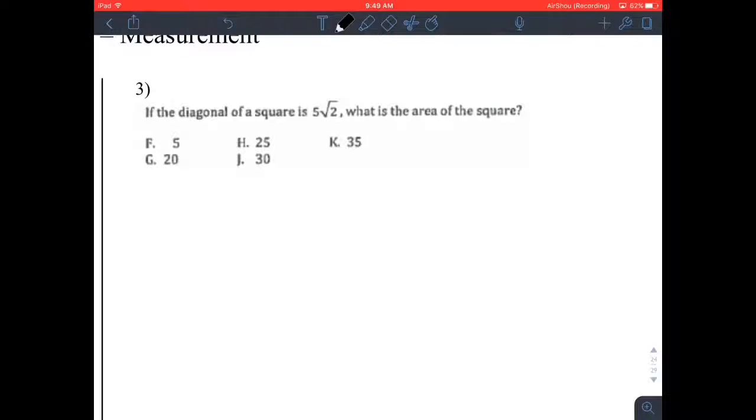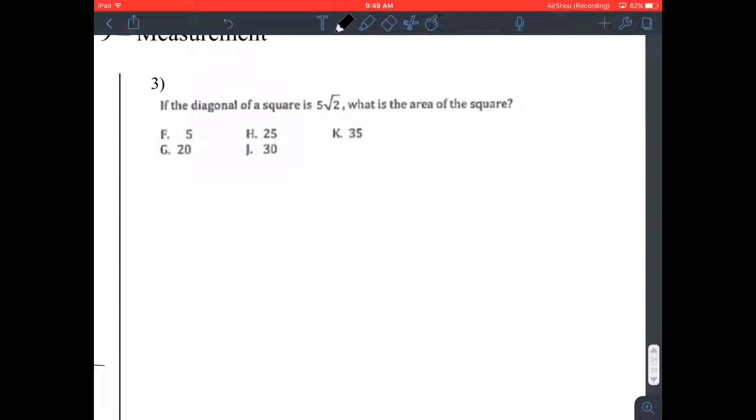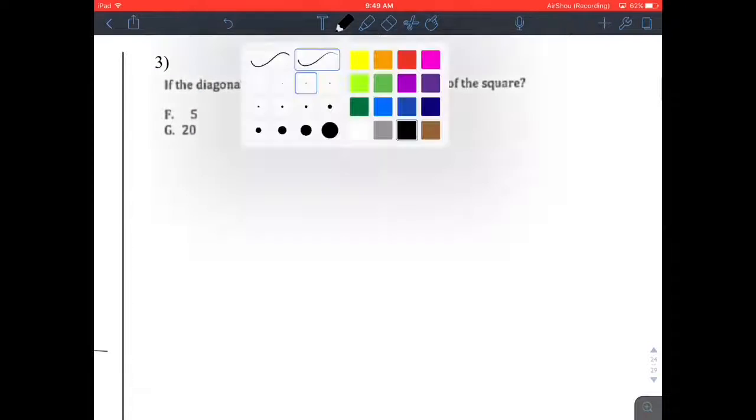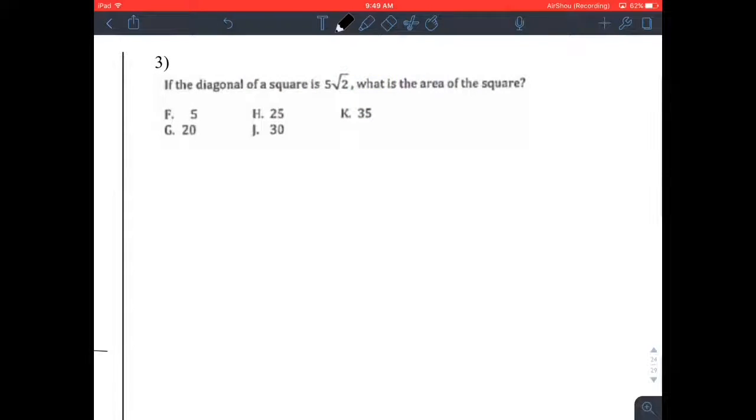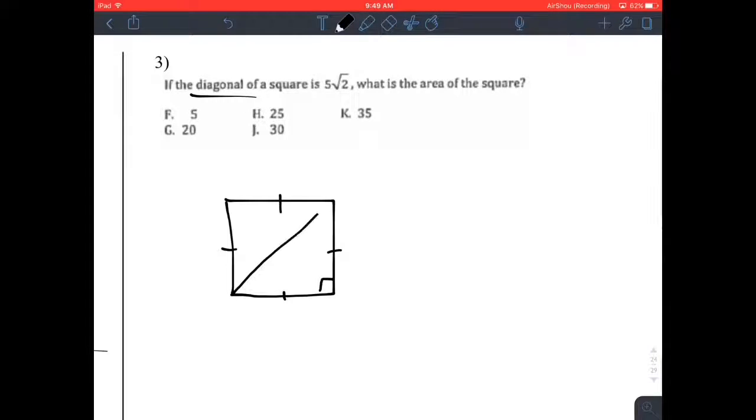Number 3, if the diagonal of a square is 5 square roots of 2, what is the area of the square? This question is deep. Let's first draw the square. A square is a rectangle in which all sides are the same length. So we're supposed to draw a diagonal. It says the diagonal of the square, just like this, is 5 square roots of 2. What is the area of the square?